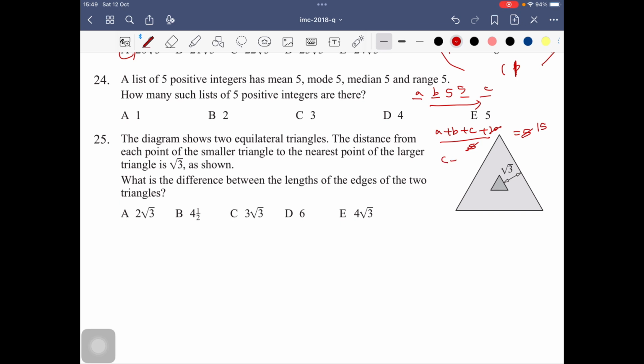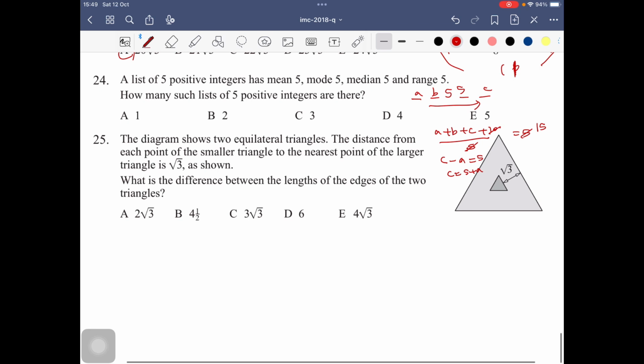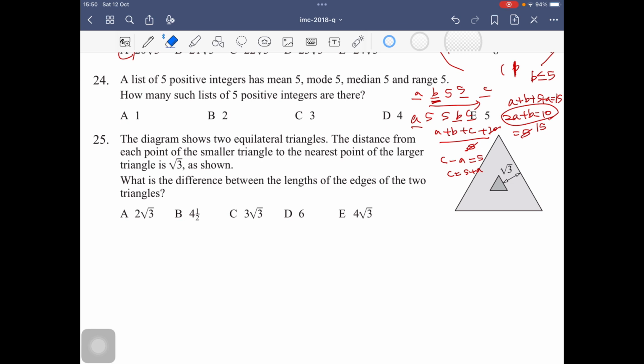And also C minus A should be 5. So C is 5 plus A, so very dependent. So A plus B plus 5 plus A is 15. So 2A plus B should be 10. So let's say A and B need to be smaller or equal to 5, because this is ascending order. No, actually A, 5, 5, B, C can also be possible. So let's not make B any constraint.